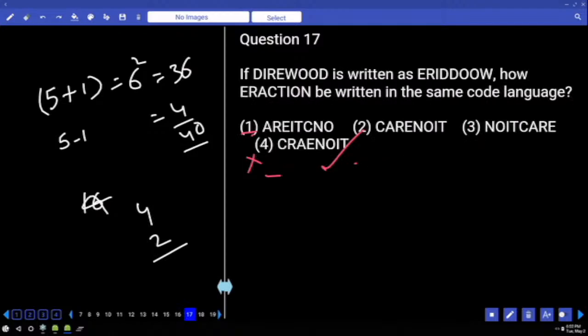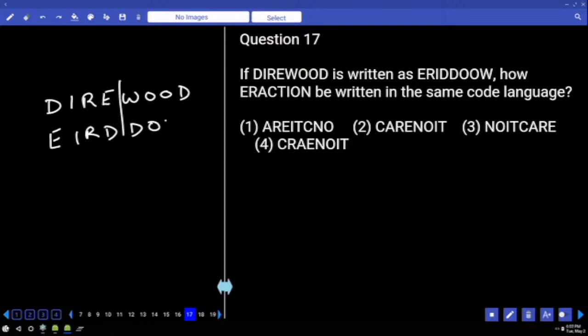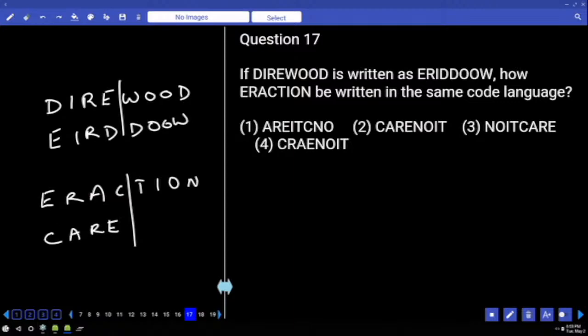Then the 17th one. Now this 17th is based on coding and decoding. DIREWOOD. Now this direword is coded as ERID. The first 4 letters are written in the reverse order, and the last 4 letters are also written in the reverse order. In the same way, ERACTION: the first 4, E-R-A-C, reversed is C-A-R-E. T-I-O-N reversed is N-O-I-T. Then what is your answer? Choice 2. Question number 17, choice 2.